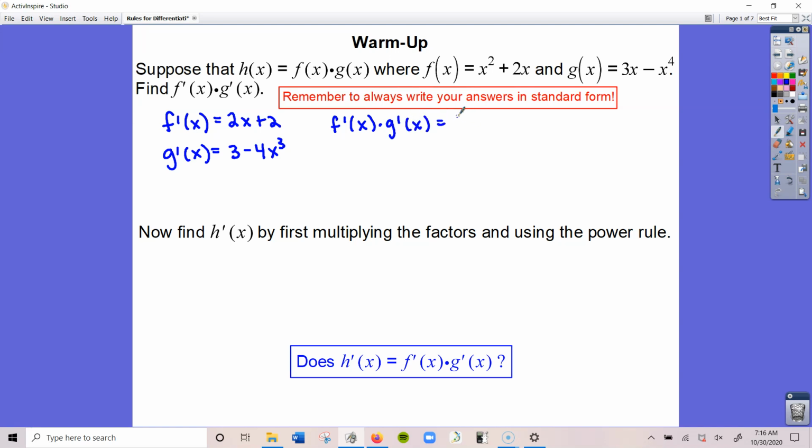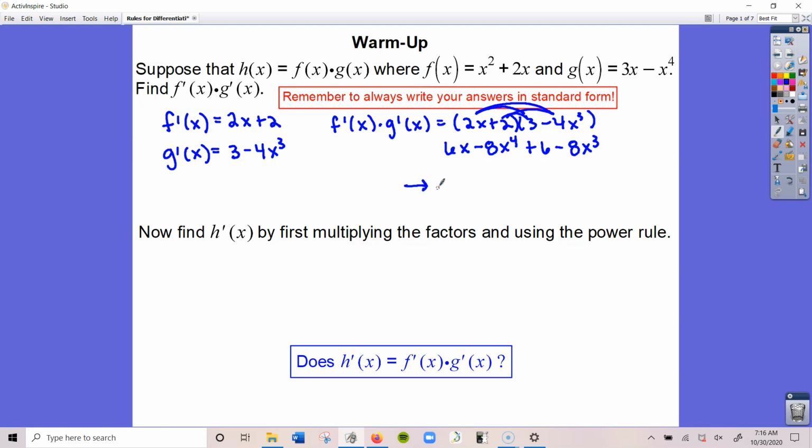So we're going to multiply what we just got, the 2x plus 2 times the 3 minus 4x to the third. So we're going to have to distribute. When we distribute the 2x, we get 6x minus 8x to the fourth. And then when we distribute the 2, we get plus 6 minus 8x to the third. Remember to always write our answers in standard form.